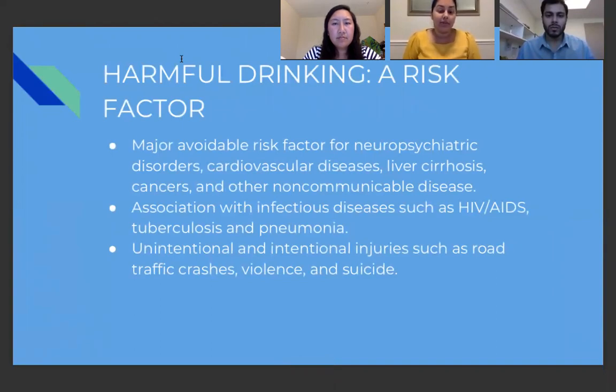Harmful drinking is a major avoidable risk factor for neuropsychiatric disorders, cardiovascular diseases, liver cirrhosis, cancers, and other non-communicable diseases. It's been associated with infectious diseases such as HIV/AIDS, tuberculosis, and pneumonia. It's also been associated with both unintentional and intentional injuries such as road traffic crashes, violence, and suicide.